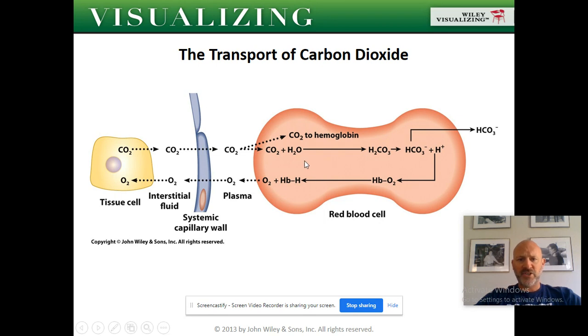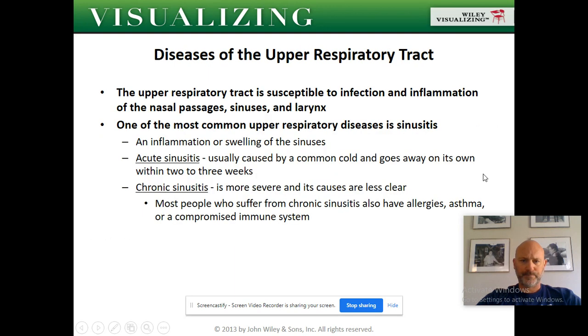And then again at the tissues, so this was the lung, now we're at the tissues. The tissues are going to be producing carbon dioxide. The carbon dioxide enters the bloodstream either as carbaminohemoglobin or bicarbonate ions.